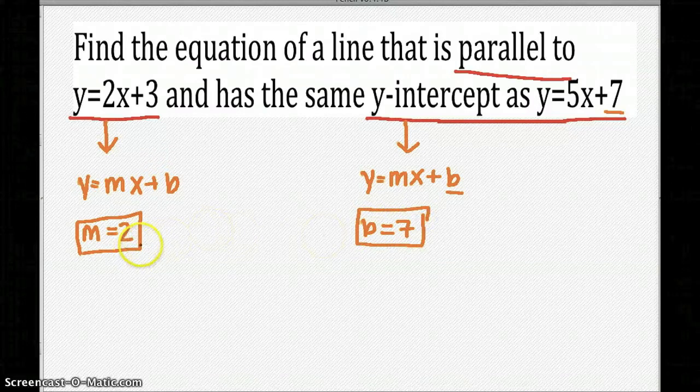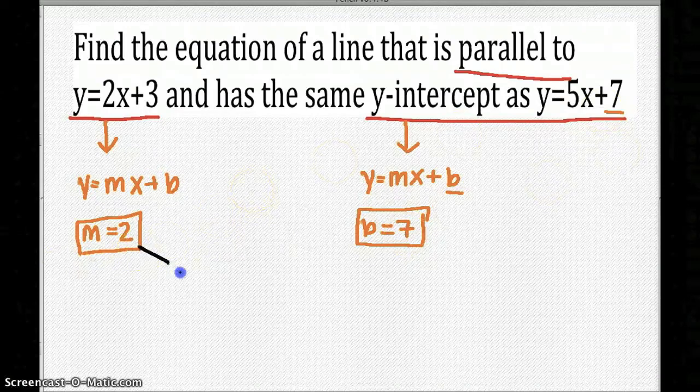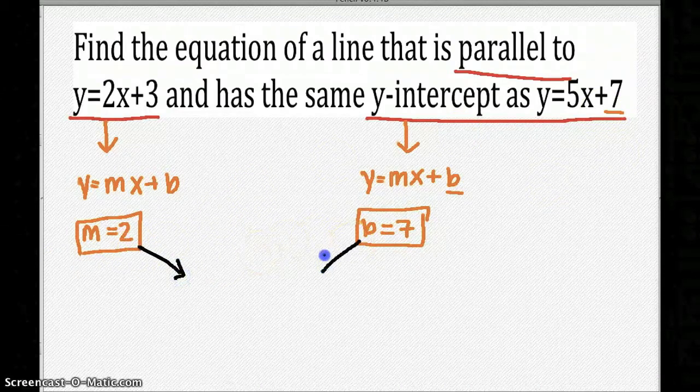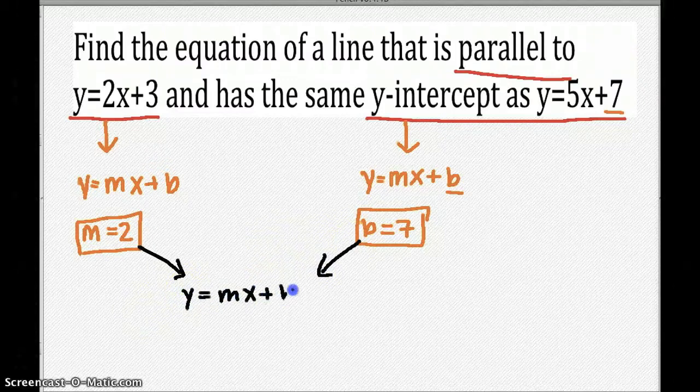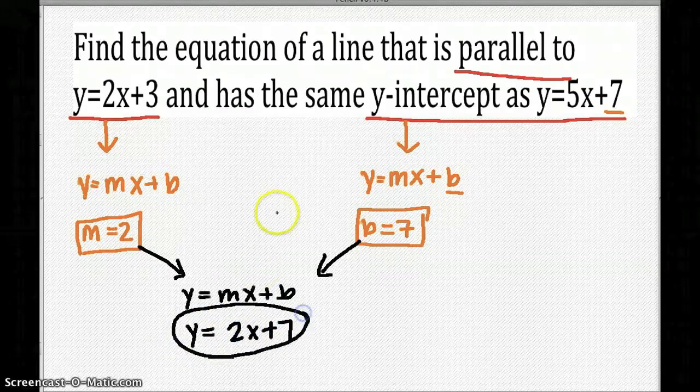So these are the two pieces of the question that we need for the answer. We take these two and write y equals mx plus b, and we just plug them in. So y equals 2x plus 7. This would be our answer: y equals 2x plus 7.